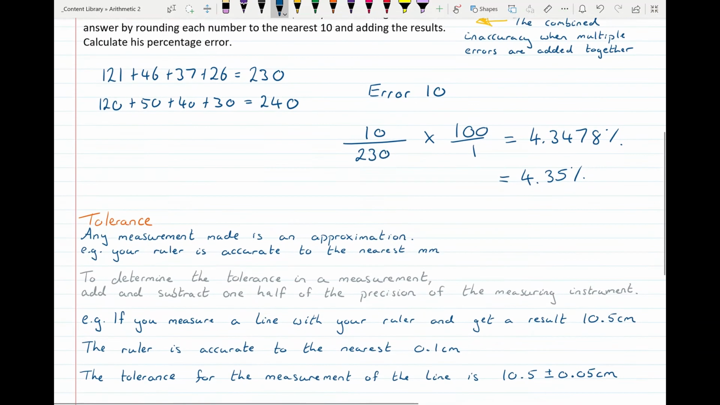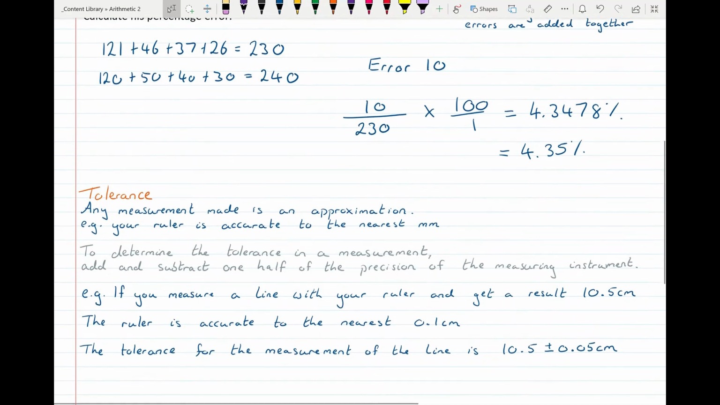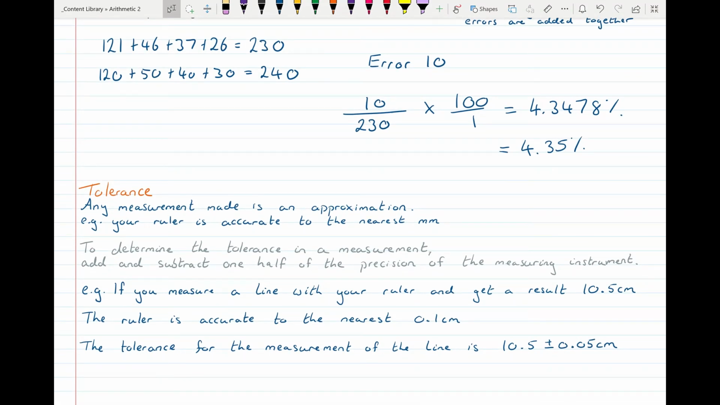Quickly then, let's just talk about tolerance as well. So tolerance is where you're allowed to be out by a bit. Any measurement made is an approximation. For example, your ruler is accurate to the nearest millimeter, so it can't measure less than 1 millimeter. And even if you're using an electron microscope, there's going to be some kind of tolerance or inaccuracy there. No matter how accurate it is, there's going to be just a tiny little bit out.